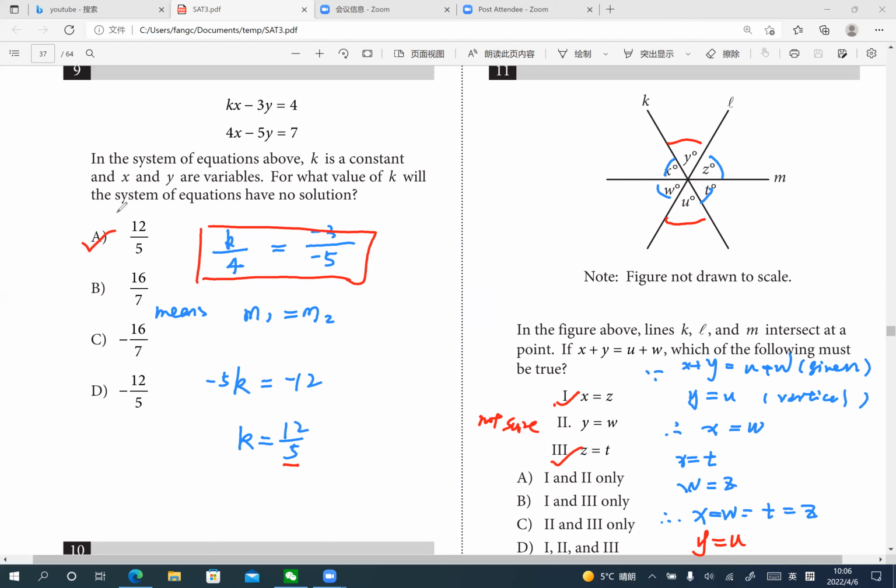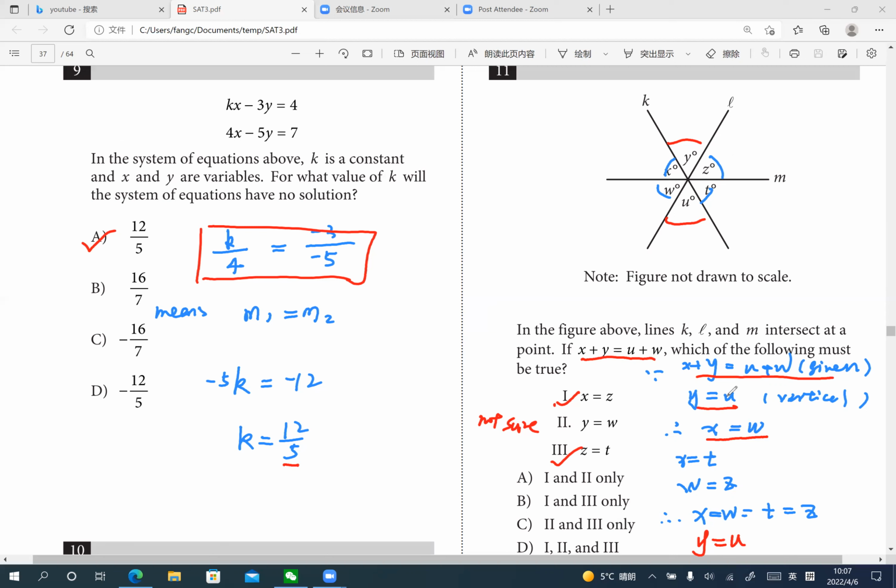Question 11. In the figure above, lines K, L, and M intersect at a point. If x plus y equals u plus w, which of the following must be true? From the given information, x plus y equals u plus w, and y equals u, because y and u are vertical angles. So x should be equal to w.